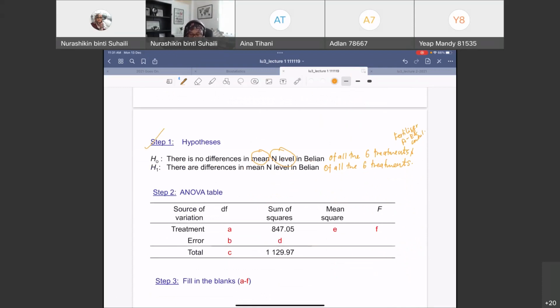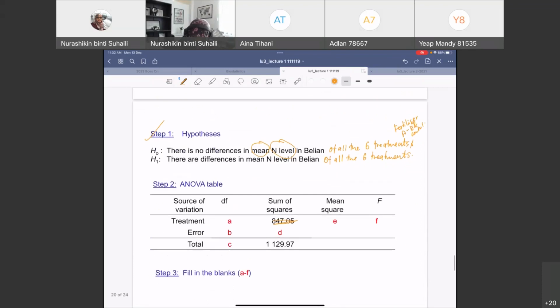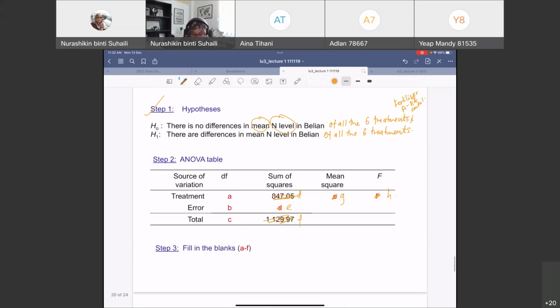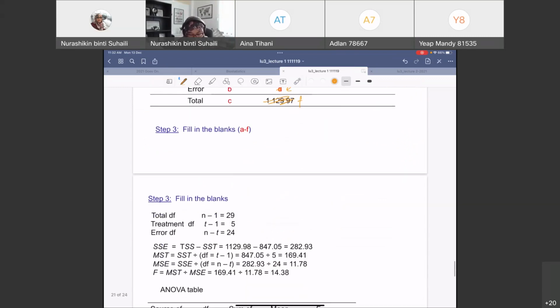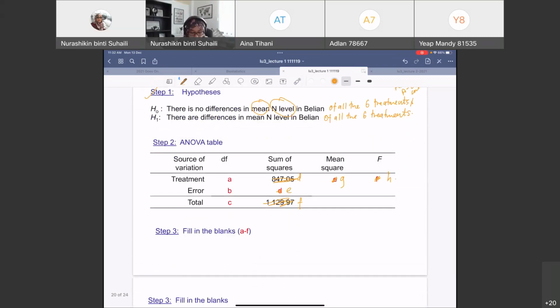Okay, step 2. Now you have to construct in your workout this table, and you have to find out the values. Actually this value is also the one that you have to solve. Everything here is not given actually. ABC. I'll update later. So now when you construct the ANOVA table, you have to know that these are the values that you want to solve. Okay, right. So how do you want to solve that? The first thing is to solve the degree of freedom first.